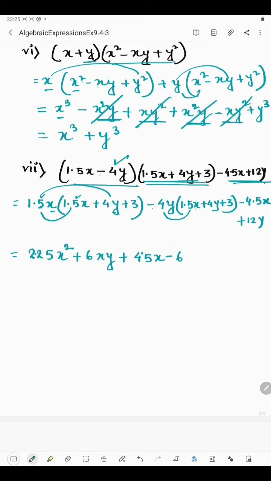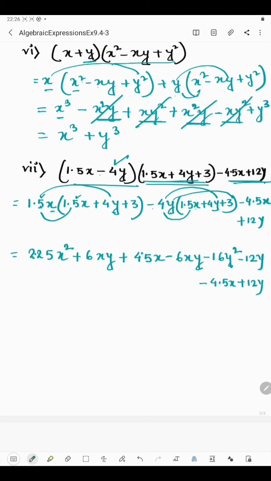Now y into x is yx or xy, it's the same. Now minus 4y will be multiplied by the second term of the trinomial, so minus 4 into 4 is minus 16, since 4 4s are 16. Now y into y is y square. Now minus 4y to be multiplied by 3. Minus 4 into 3 is minus 12, and with this y is present only once, so we'll write minus 12y. And this part will remain the same, so minus 4.5x plus 12y will remain the same.